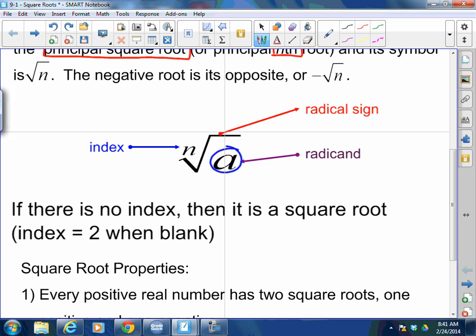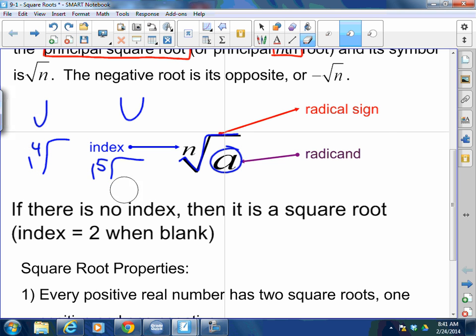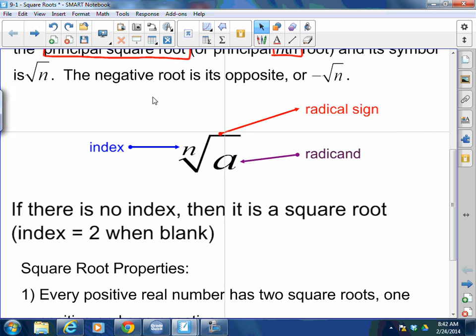And last but not least, this beautiful little sign here, that's called the radical sign. You can't call it a square root unless it's like this. That's a square root. That's a cube root. That's a 4th root. That's a 5th root. I changed the name by the index, okay? But the symbol itself is called a radical sign. So you can't just look at any radical and say, oh, that's a square root. No, it depends. It is a radical. If there's no index, it's a square root radical. If there's a 3, it's a cube root radical, etc., etc. Does that make sense, my friends?